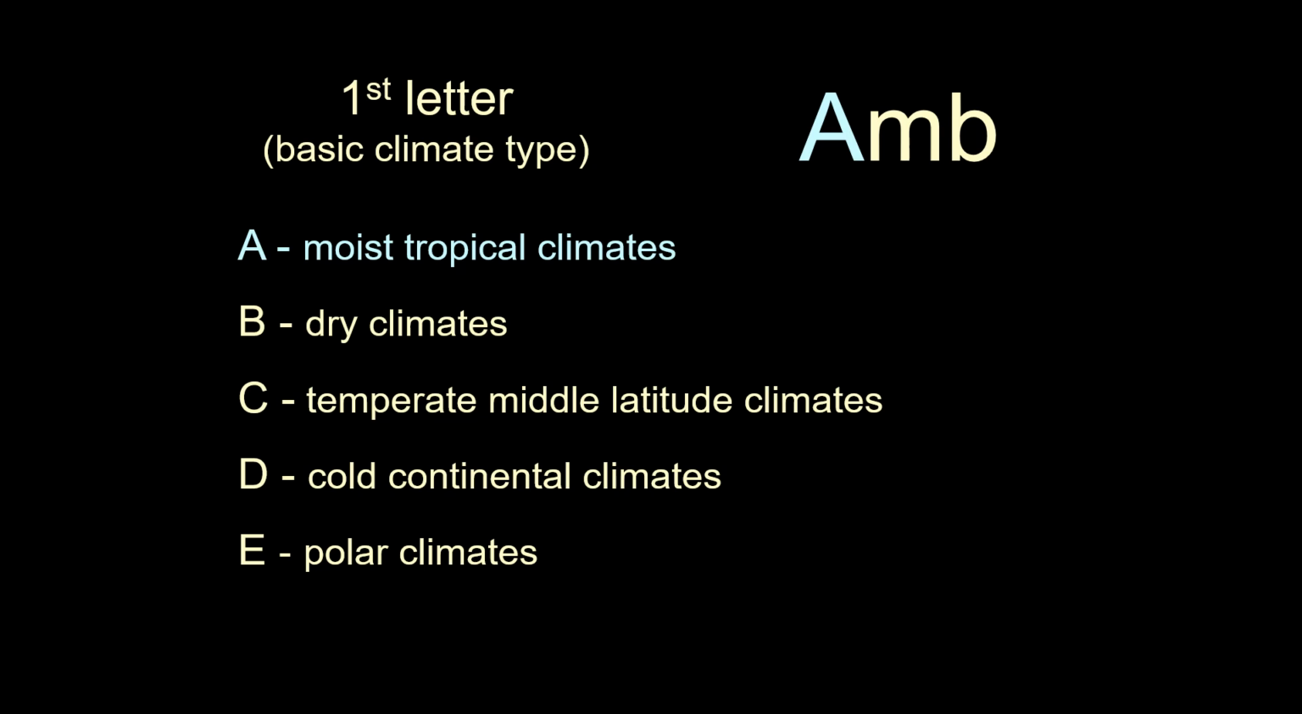I'm pretty sure that you have done some lab work in climate classification, or you are doing something right now maybe. Okay, so the first letter of the climate classification tells you the basic climate type: A, moist tropical climate; B, dry climate; C, temperate; D, continental mesothermal; E, polar climate. You are familiar with that.